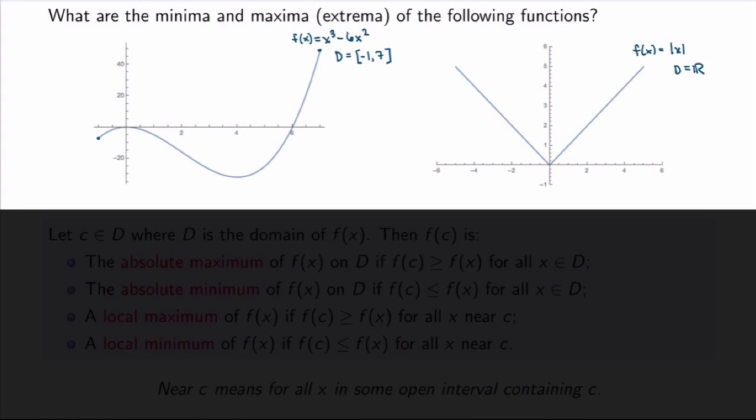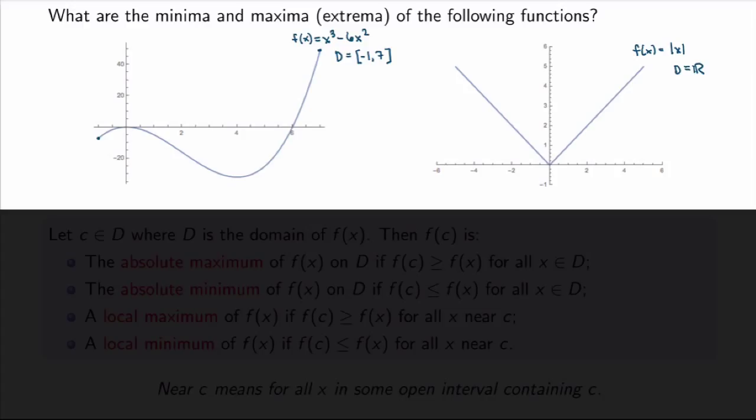All right, so let me start with an example. What are the minima and maxima of the following functions? So first, let me recall that to properly define a function, you need to specify two things, the function itself and its domain. So for my first example, I take the function to be x cubed minus 6x squared, but I restrict the domain to be the closed interval between minus 1 and 7. So what is the maximum of the function over that domain?